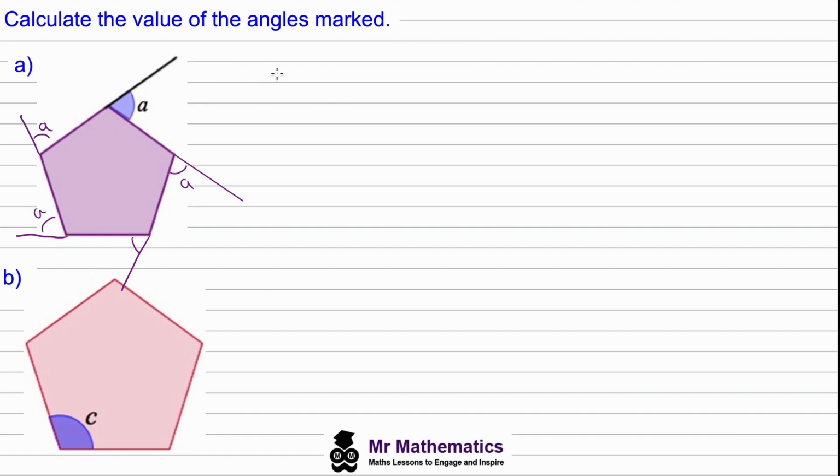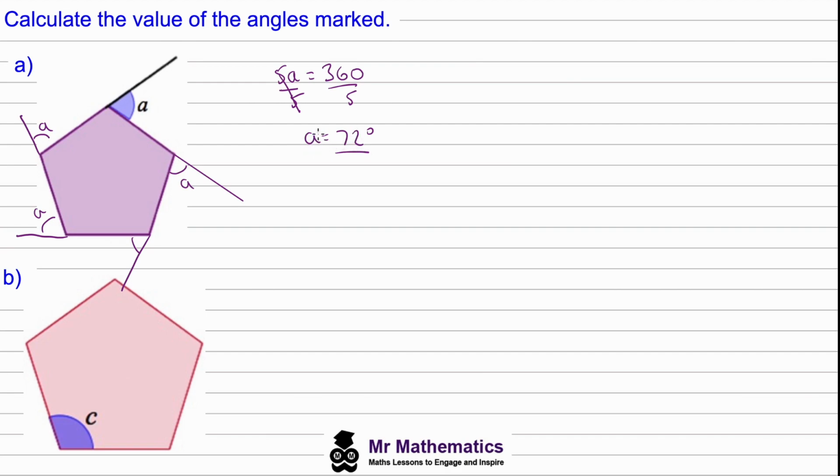So with 5 equal angles, 5 lots of angle A will equal 360. So we can work out angle A on its own by dividing both sides by 5. So these will cancel, and angle A will be 72 degrees.